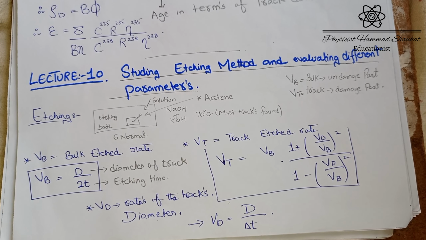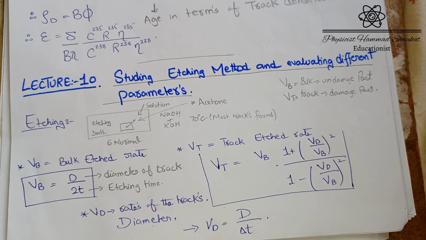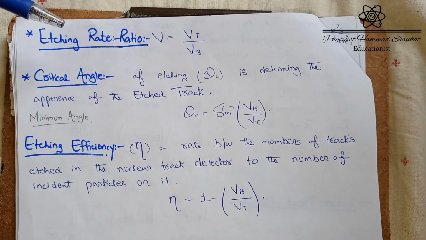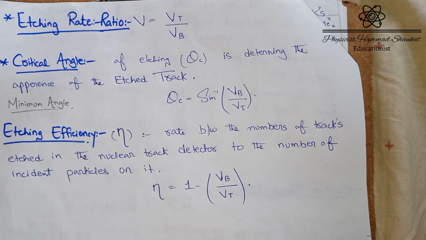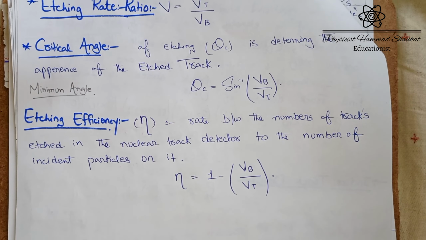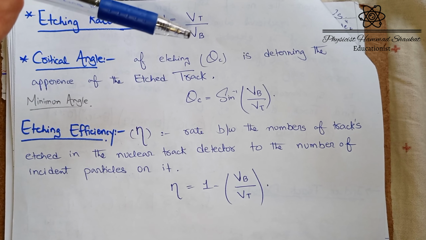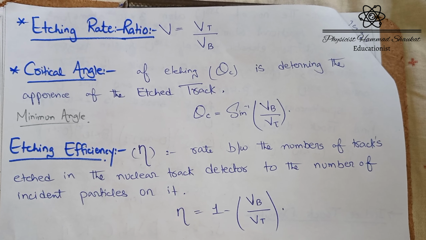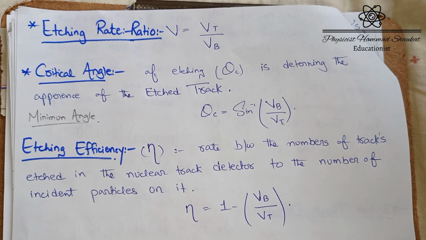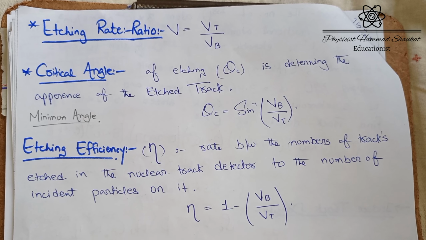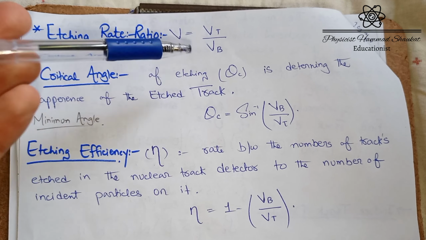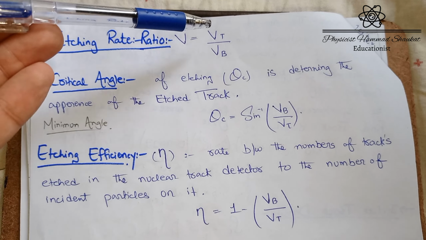Now let's move towards the etching rate ratio. How can you find the etching rate ratio, which is denoted by V? It's the ratio between Vt over Vb. The etching rate ratio can easily be calculated by dividing the average of Vt by the average of Vb. So V equals Vt by Vb.